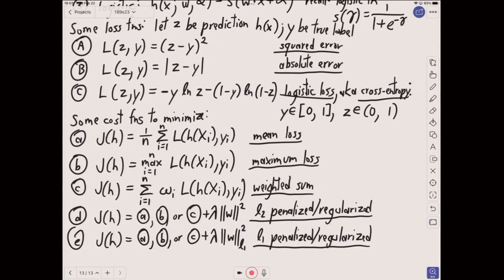All right, so that's our menu. It's like pick one from list A, pick one from list B, pick one from list C, and then you can put them together into an objective function. Yes?